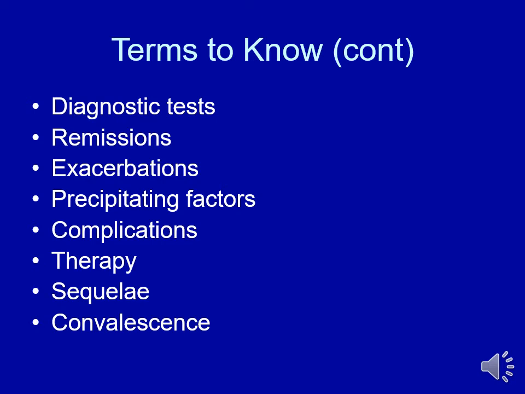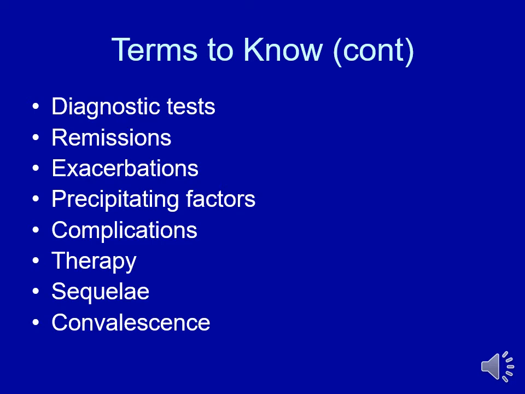Complications: these are secondary or additional problems that arise after the original disease begins, like complications associated with pregnancies. Not everybody gets them, but some people have complications. Strep throat that leads possibly to rheumatic fever, something like that. Therapy is what the treatment is, the measures that are used to promote recovery or to slow the progress of a disease.